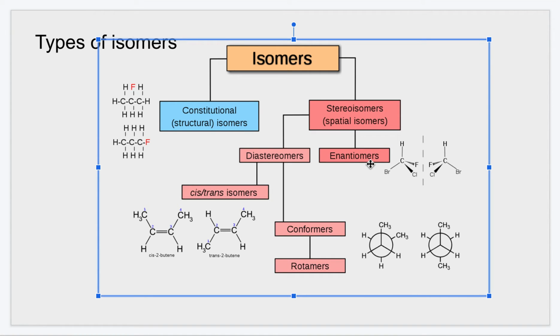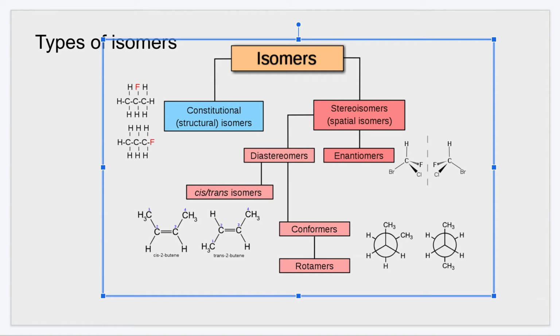Enantiomers are a type of stereoisomer that is a mirror image of itself. And we're going to cover a little bit more about that.